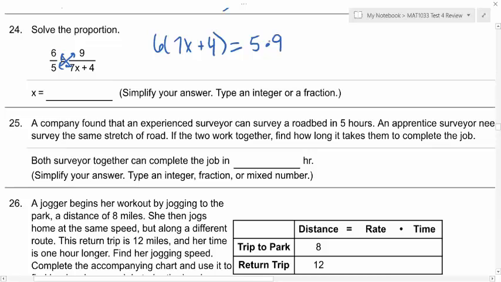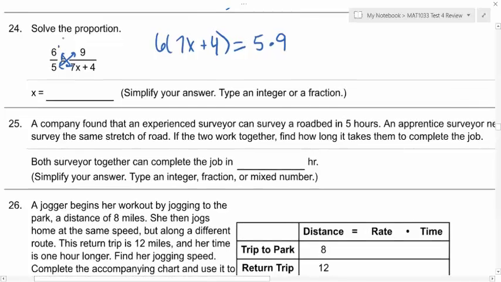No. You're actually just multiplying by the LCD. So the LCD here would be 5 times 7x plus 4, right? Yes. And I'm not saying you have to do it this way. I just figure you might as well know why you're doing what you're doing. If you did that, the 5s would cancel out, so you would just be multiplying the 6 by the 7x plus 4. And the 7x plus 4s would cancel out, and you would just be multiplying the 9 by 5.